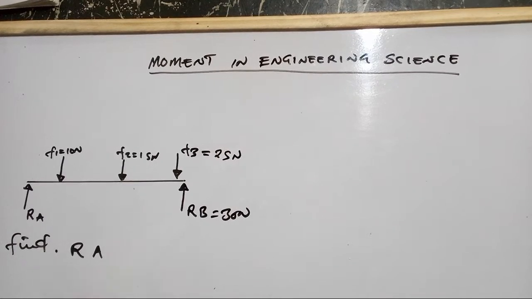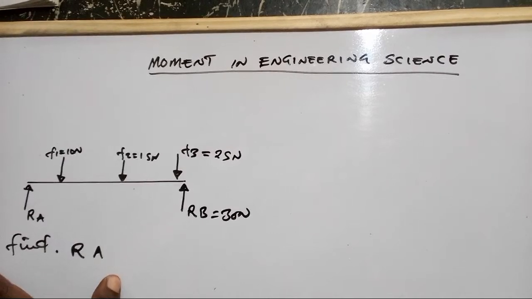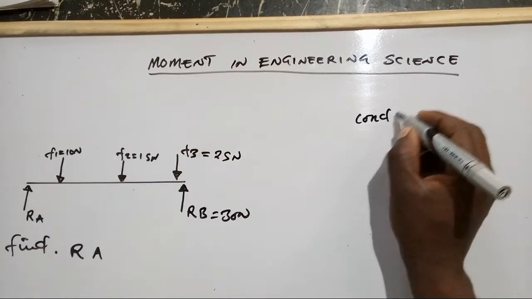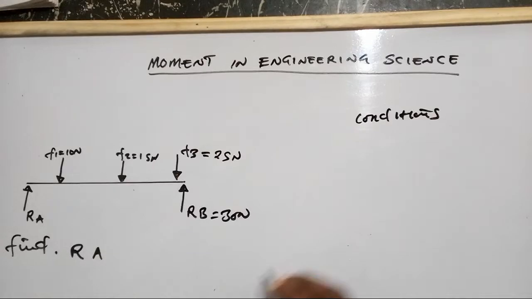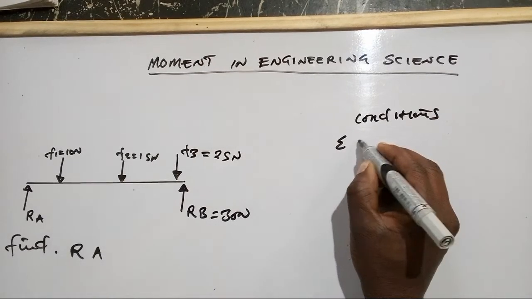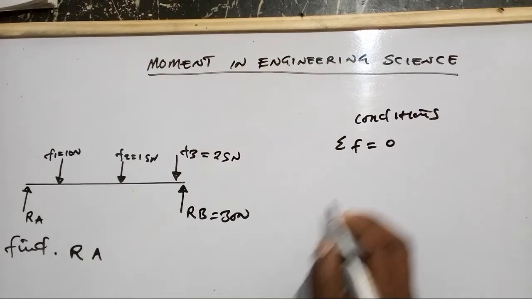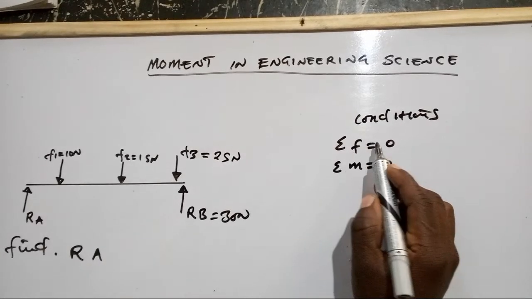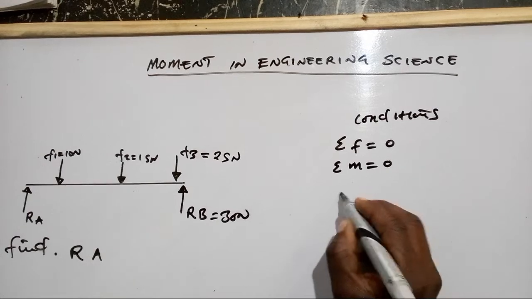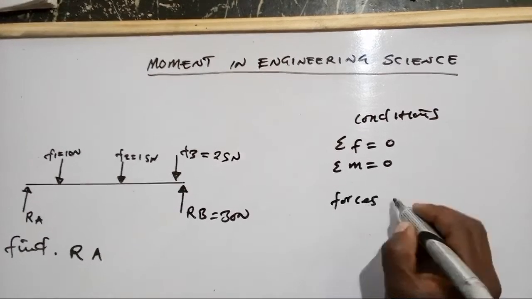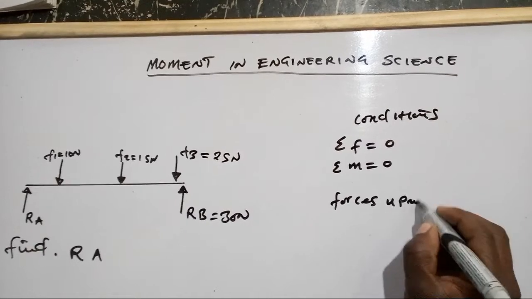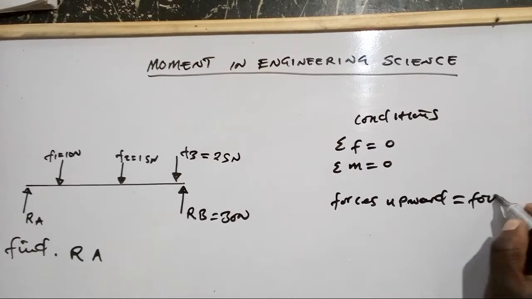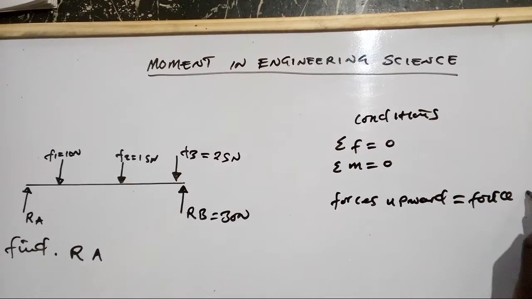In finding RA, there are conditions which you must follow in moments. The sum of forces should be equal to 0. There is also the sum of moments, which should be equal to 0. Sum of forces means that forces acting upwards are equal to forces acting downward.